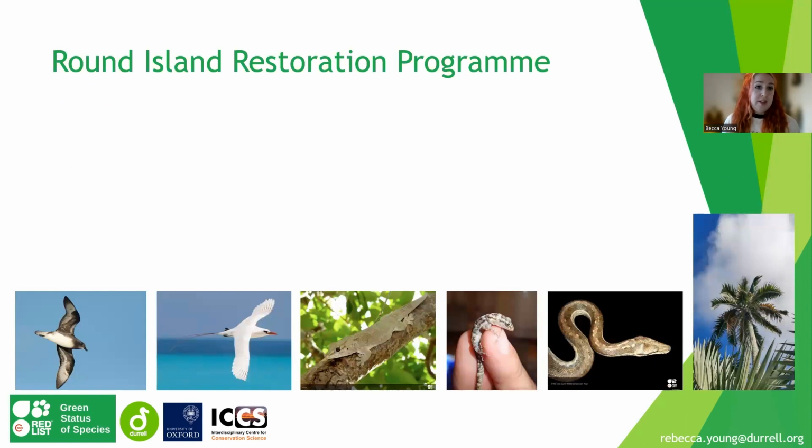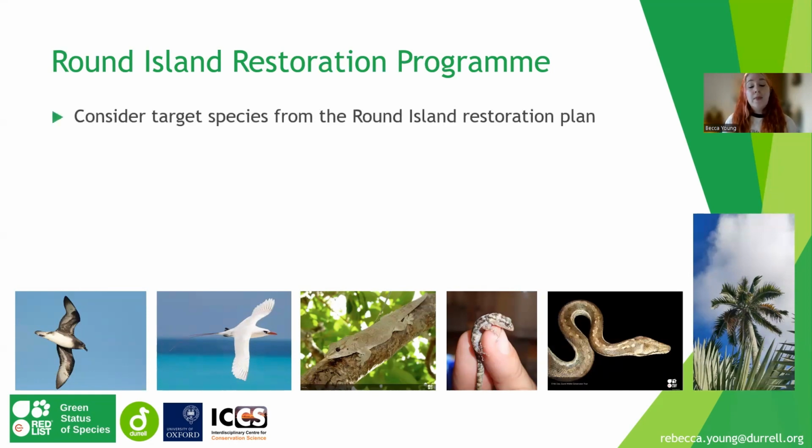So thinking of an example, the Round Island Restoration Programme that Daryl works on has lots of different target species. One thing that is important to note is that Green Status assessments are done on an individual species. So you could have an island restoration programme that has 6, 7, 8 target species, and they would need Green Status assessments done individually for each species. But for this one, we could consider several targets from the Round Island Restoration Plan.